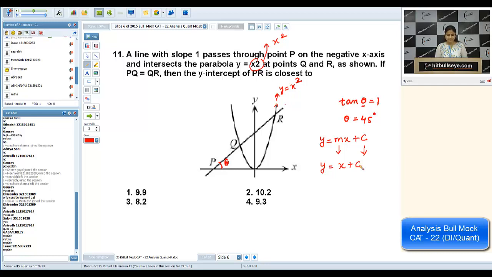Are you getting me? You should know the meaning of slope and equation of line to solve this question. Are you getting me or not? All of you?